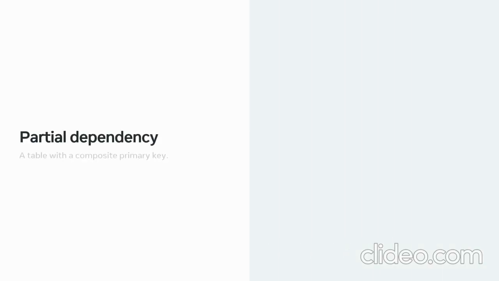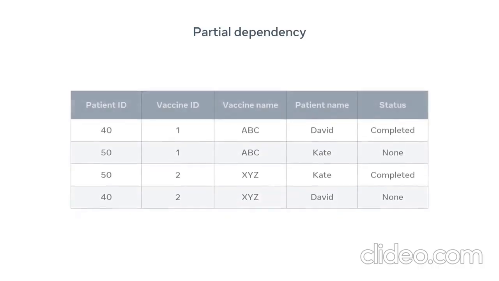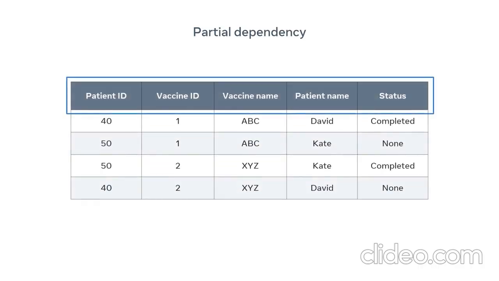Now that you've explored the concept of functional dependency, let's look at partial dependency. Partial dependency refers to tables with a composite primary key. This is a key that consists of a combination of two or more columns. To demonstrate, let's take the example of a table that shows the vaccination status of patients in a hospital database.